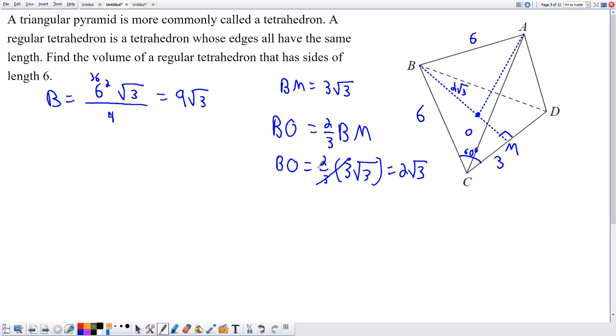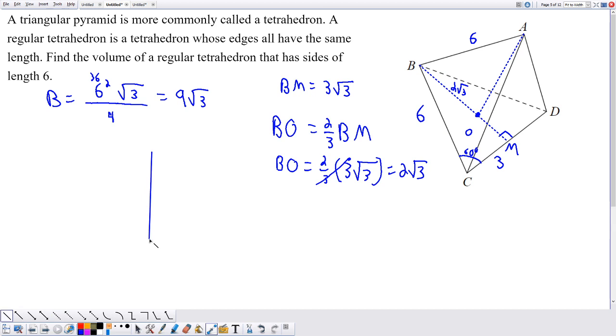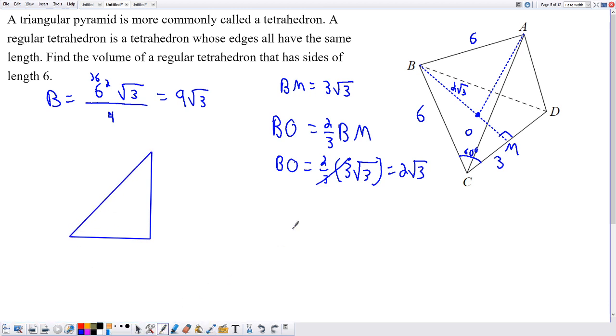Now we can make a triangle to find the actual height. So, let's draw the triangle out. Like so, where this is a right angle, this is O, connecting to B, and A for the apex. We know that BA is 6, BO is 2 times the square root of 3.